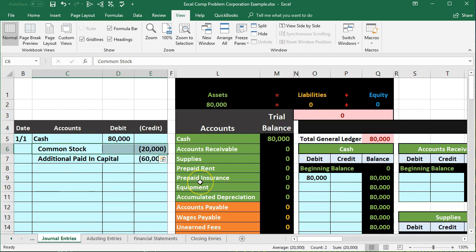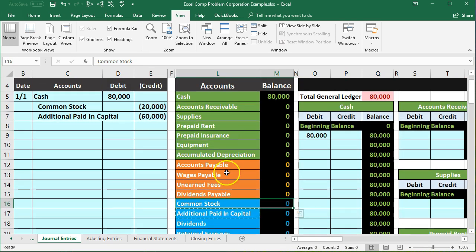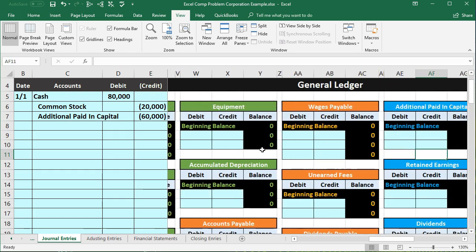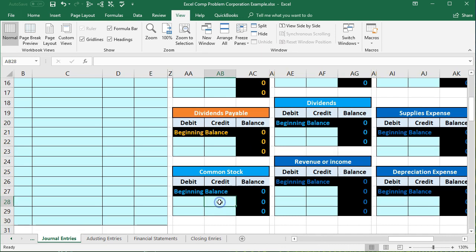Here it is on the journal entry. Here it is on the trial balance. It's going to be the same order: assets, liabilities, the first equity account. So if we go to the general ledger, here's our assets, here's our liabilities, here's our equity. So the first equity account's down here. So we want to be in AB 28.